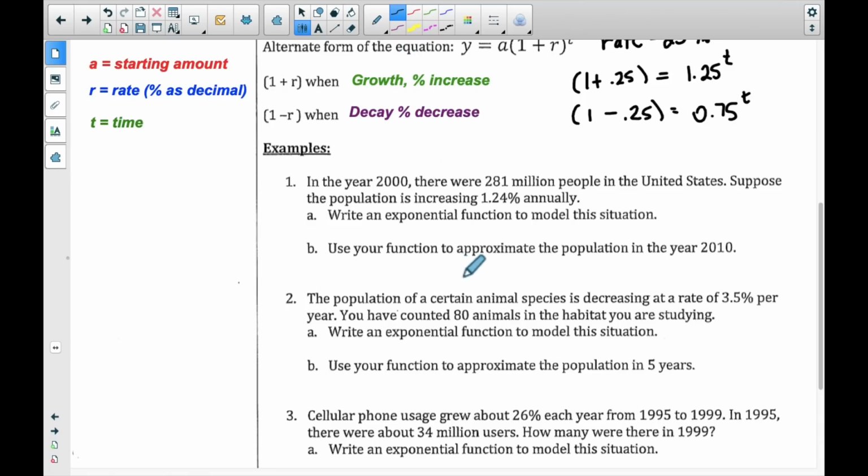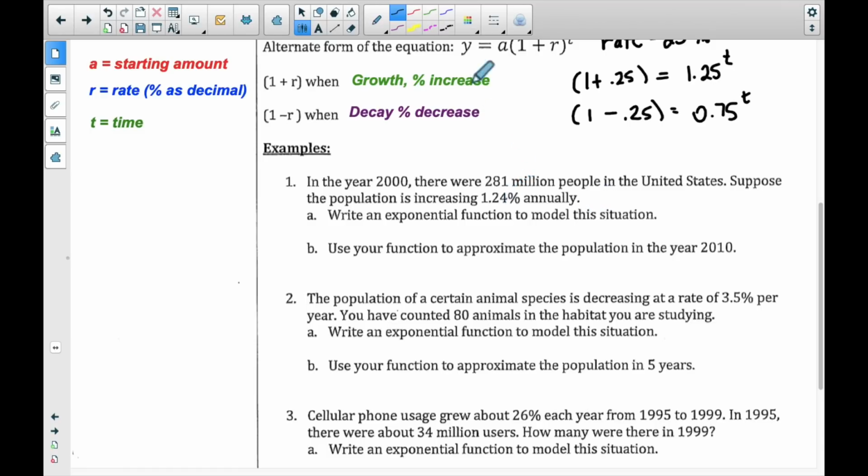And there's just all we're going to do with these is we're going to start off by setting up an equation, and then we will go ahead and put it into our calculator. So in the year 2000, there were 281 million people in the United States. Suppose the population is increasing 1.24% annually. Write an exponential function to model this situation.